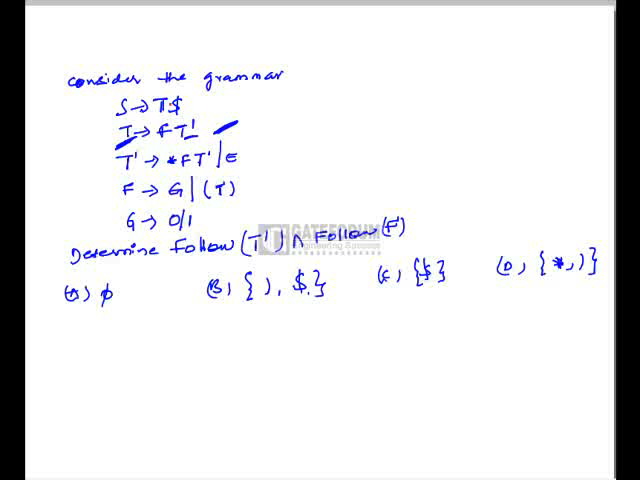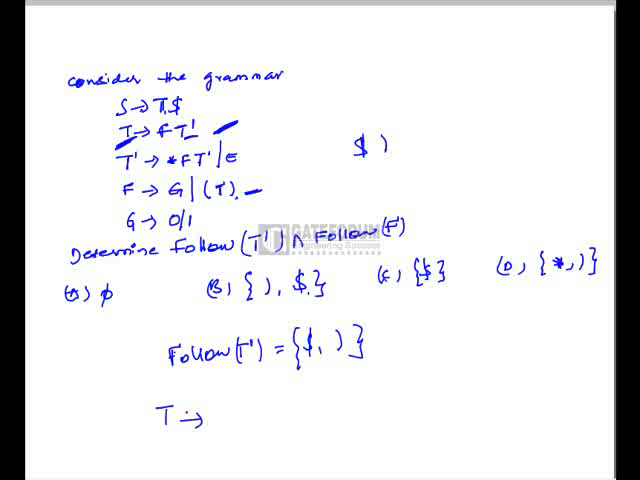If we observe the first production, follow of T is nothing but dollar. And also if we see this production, follow of T will become right brace. So here we will be getting follow of T dash as dollar and right brace. Now let us find follow of F.